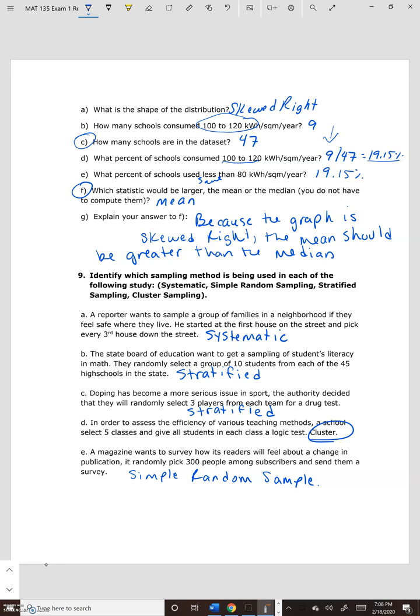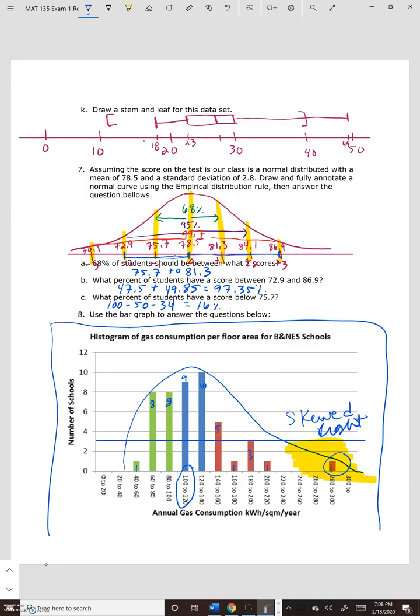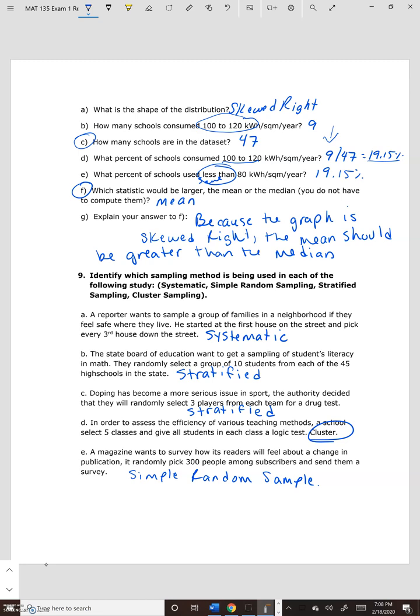Underneath this, what percent of the schools use less than, and this is important, this part right here, less than 80 means that we're not just looking at one column, we're going to look at all of, well, we are not going to look at this one because that is 80 to 100. We need less than 80. So we're going to add up the 8 from this column and the 1 from this column, which is also 9, which is nice because we don't even have to use a calculator. So this one below, I just put 19.15% because I already knew it was going to be the same fraction of schools.